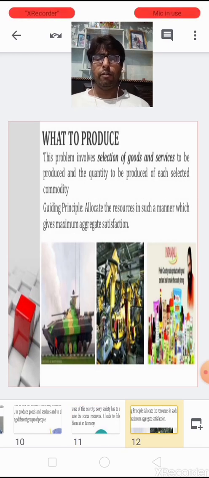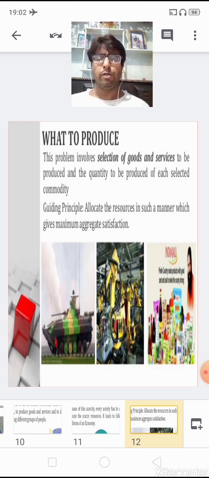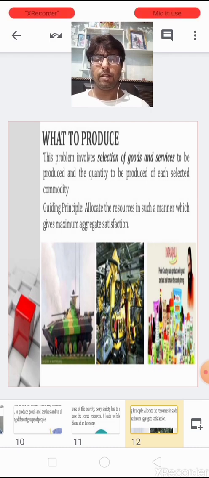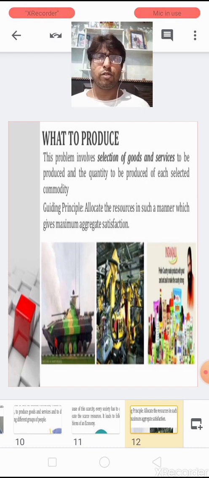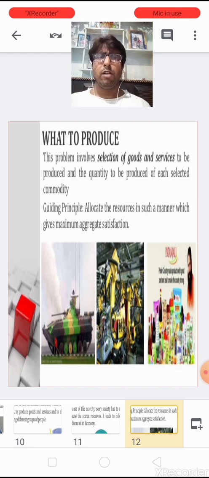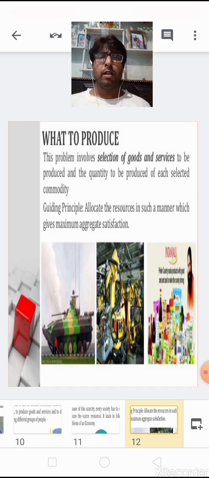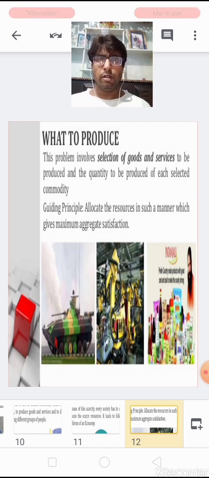Children, this problem involves selection of goods and services to be produced and the quantity to be produced of each selected commodity. Children, as you all know, every economy has limited resources and thus cannot produce all the goods at the same time. More of one good or service usually means less of others. Producers have limited resources and they cannot produce anything or everything they wish to. It is for them to decide how their resources are rationally managed. So, in a free enterprise economy, rational management implies maximization of profit.